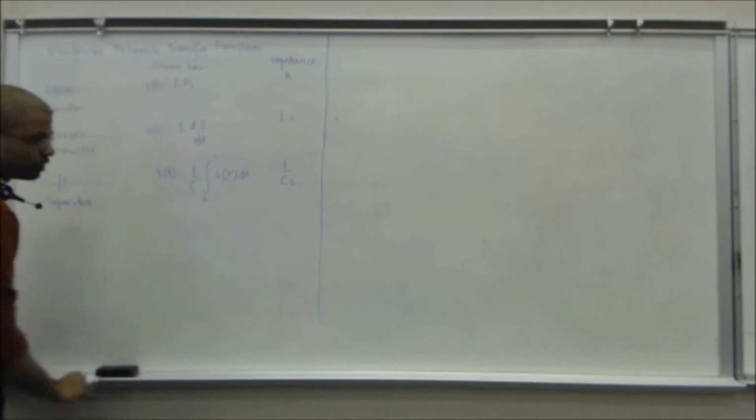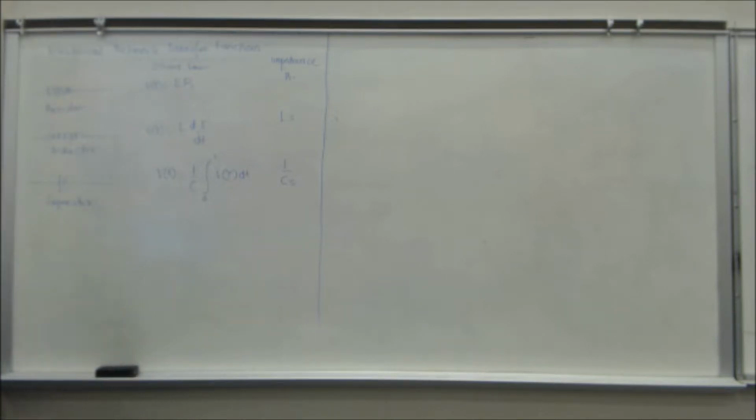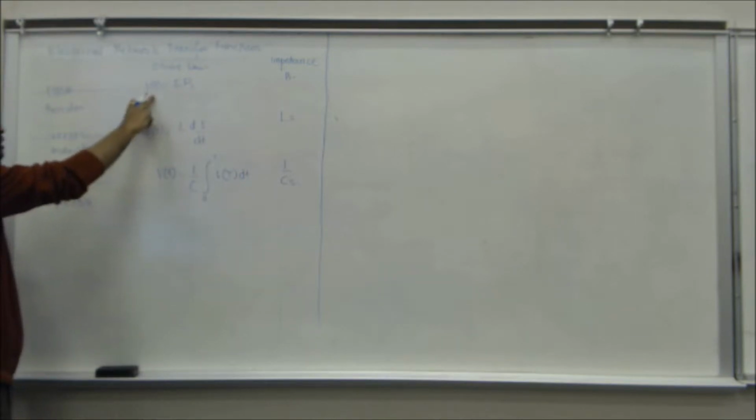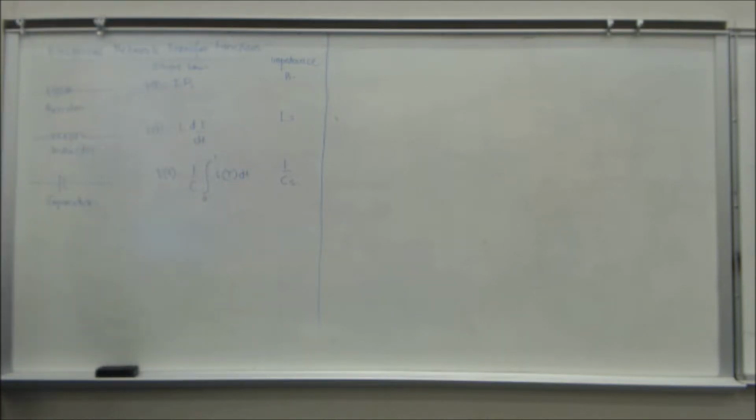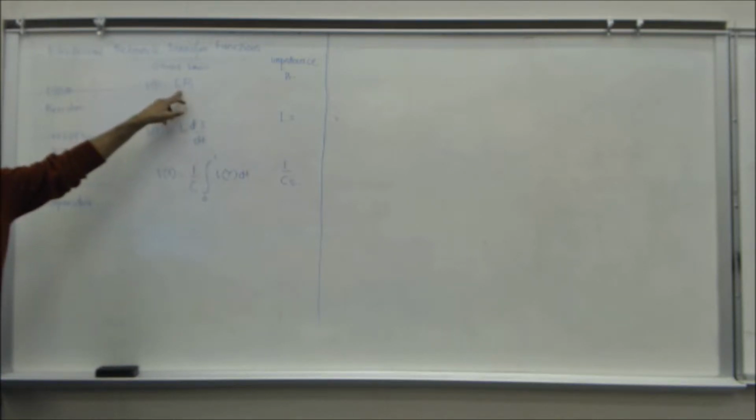Now, what is the input? The input is always a voltage. Voltage is potential difference. So the input is this thing, and the output is current. Current flow is the output. By controlling this input, you can vary the output.